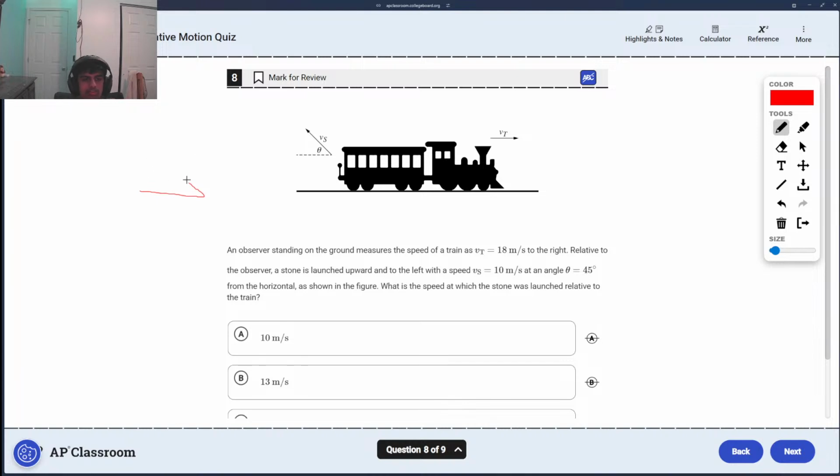So relative to the observer, the train is going 18, and then the stone is launched at a negative 10. At negative 10, like that. It's going negative 18 minus 10 sine 45, cosine 45 to the right, as the x component, and the y component would be just negative 10 sine of 45. And what was the speed relative launch to the train? Well, that's the magnitude of both of them.